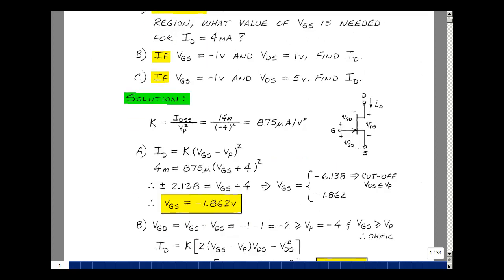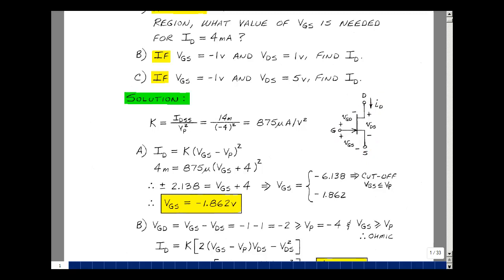All of our formulas have the term K in it, so let's find that. That's IDSS over the pinch-off squared. And we said that IDSS on the average was 14 milliamps and that the pinch-off was minus 4. We'll square that, and the ratio of those two is 875 microamps per volt squared. Here we have amps and here we have volts squared. Also shown here is the N-channel JFET with the drain, gate, and source labeled, and then the gate source voltage, the drain source voltage, the gate to drain voltage, and the drain current.